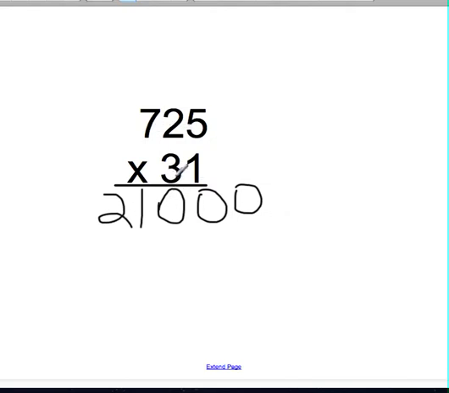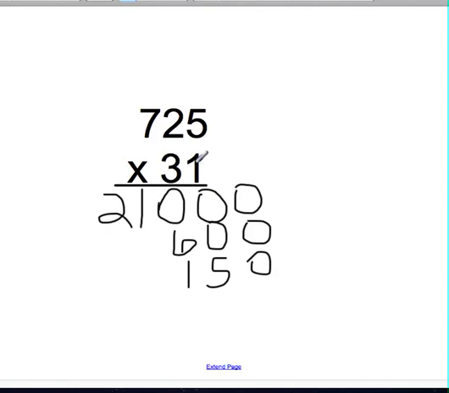Then I'm doing 30 times 20 is 600. So 3 times 2 is 6. And there's 2 numbers to the right I haven't used, so I'm going to put 2 zeros. Same thing as 600. And then I have 30 times 5 is 150. Or 3 times 5 is 15, and there's 1 number that I haven't used to the right, so 1 zero. So we're done with the 3.